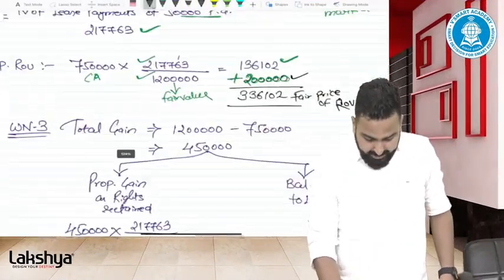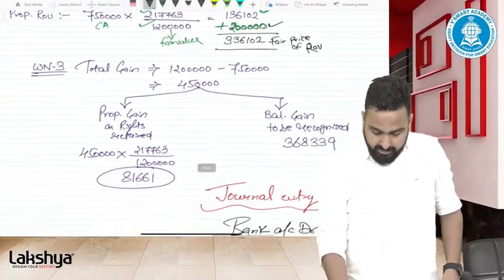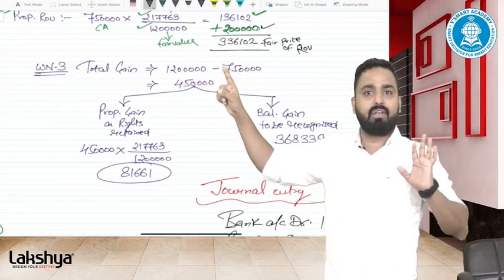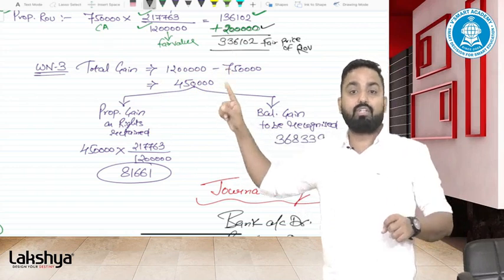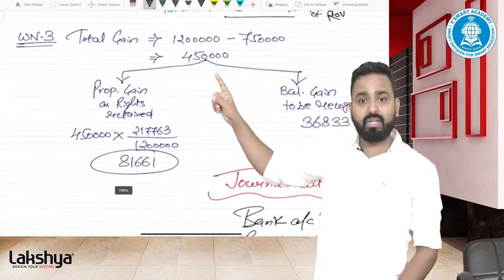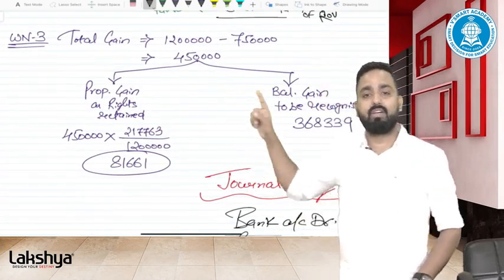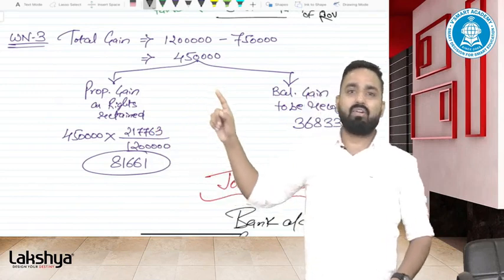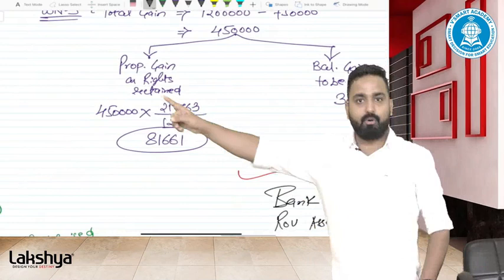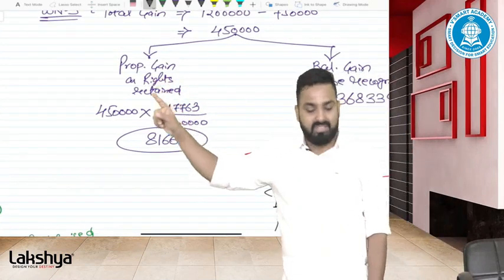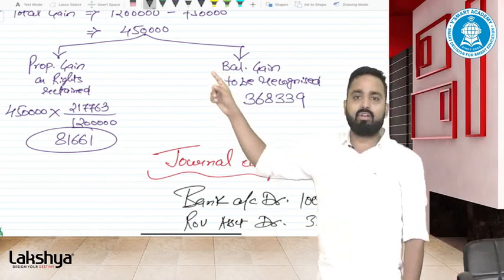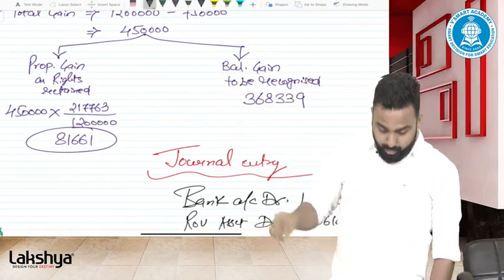Okay, so now we calculated ROU. Now calculate the gain. How to calculate total gain? 12 lakh is the fair value; the asset should have been sold at 12 lakh only. Minus 750, the gain should be 450. Now out of 450, two parts should be there: gain on the retained portion and gain on the sold portion. The gain on retained portion is 450 into 217763 divided by 120, and the balance gain is to be recognized on the sold portion.